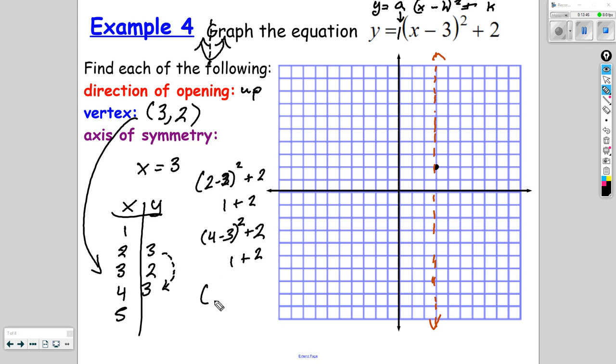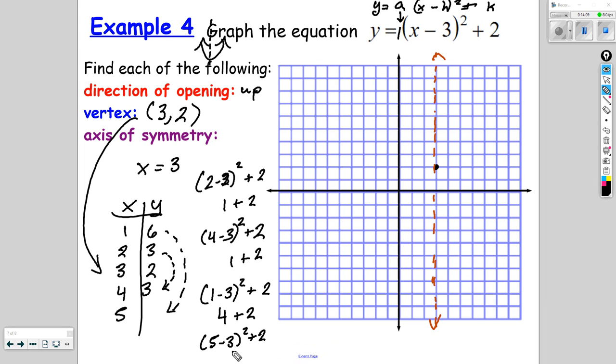Now if we plug in 1, we have 1 minus 3, which is negative 2. Negative 2 squared is 4. And then 4 plus 2 would be 6. Now once again, we expect symmetry, so we should get a 6 over here. And let's just evaluate and double check that that's true.